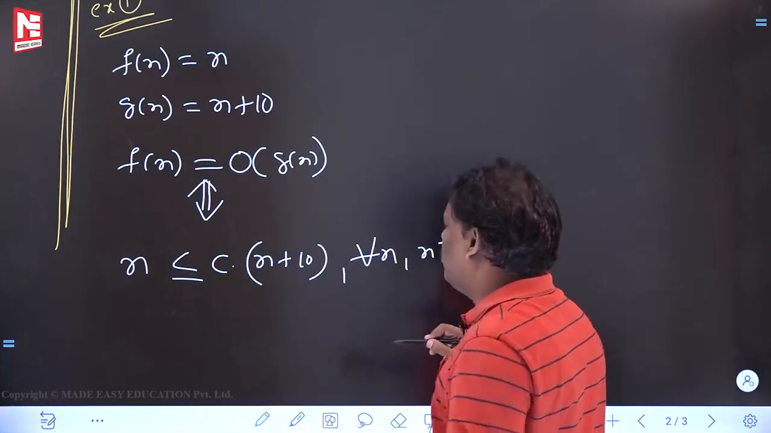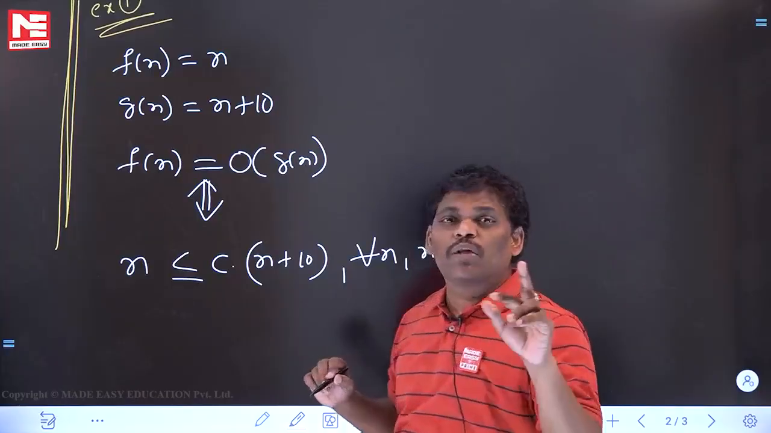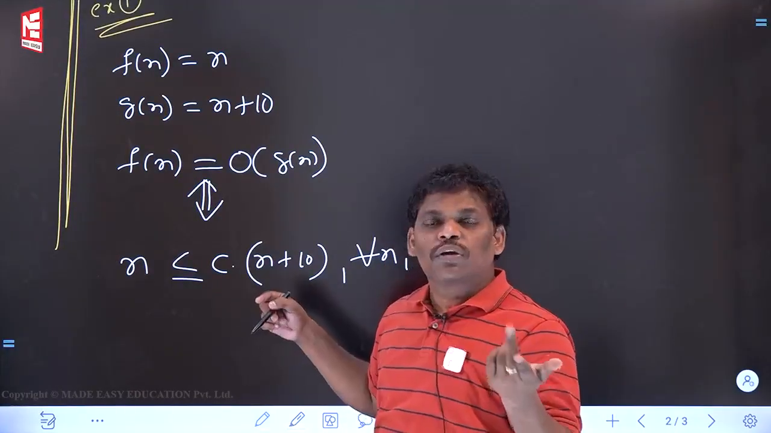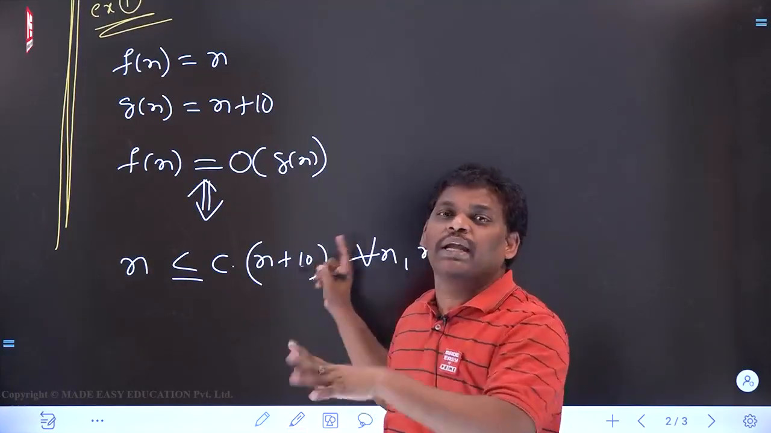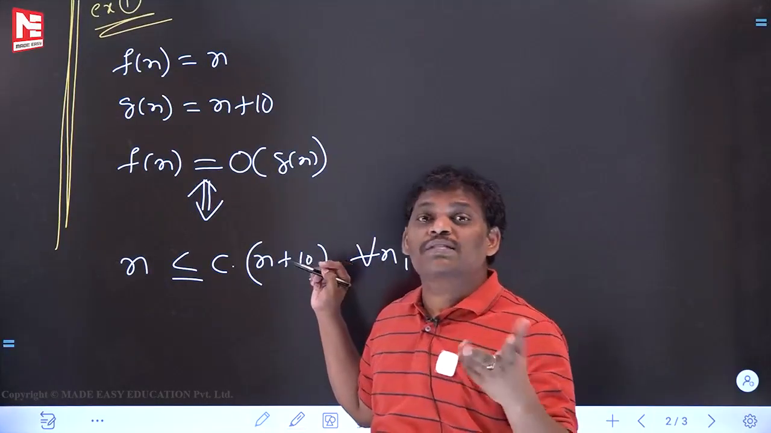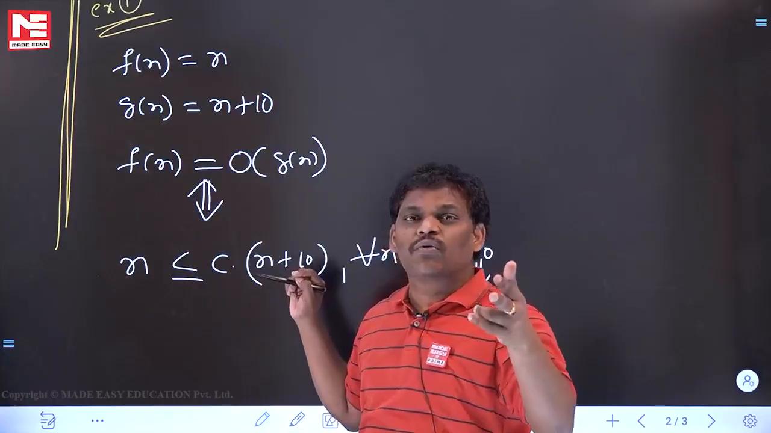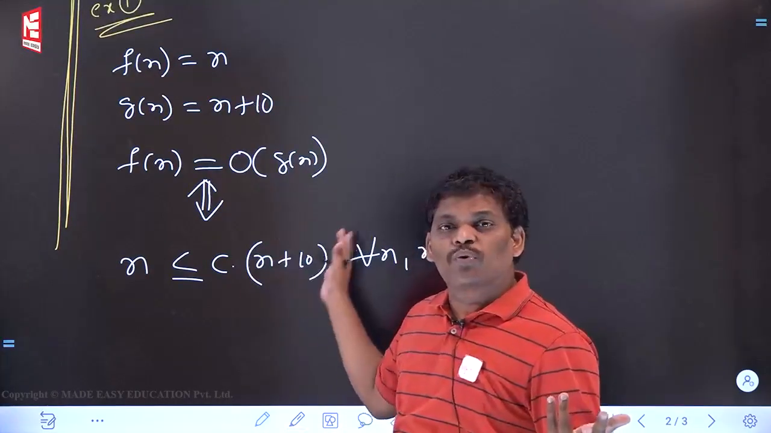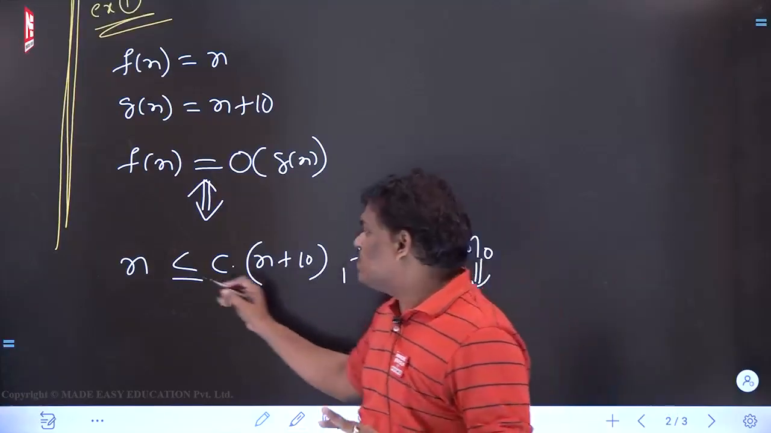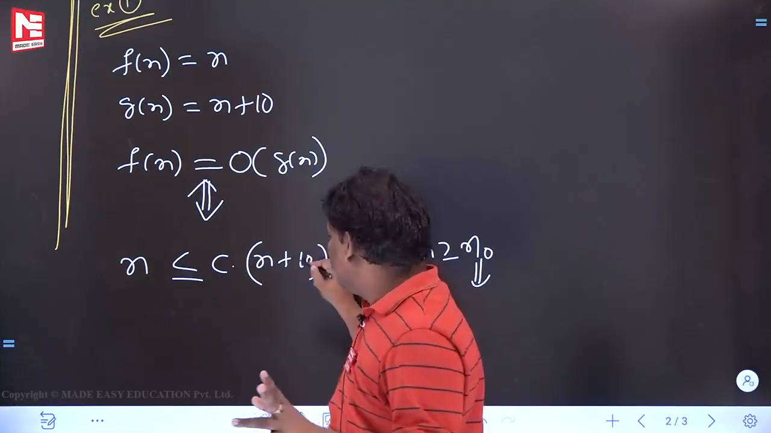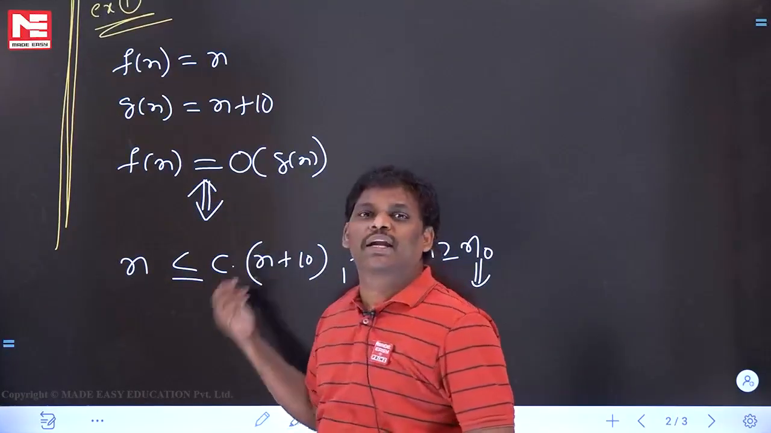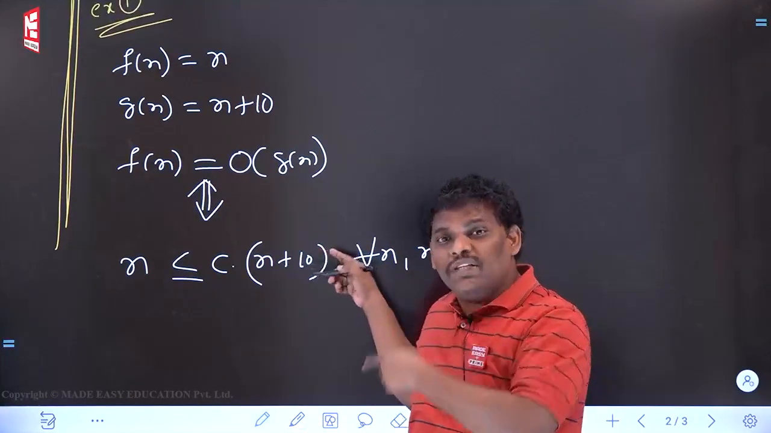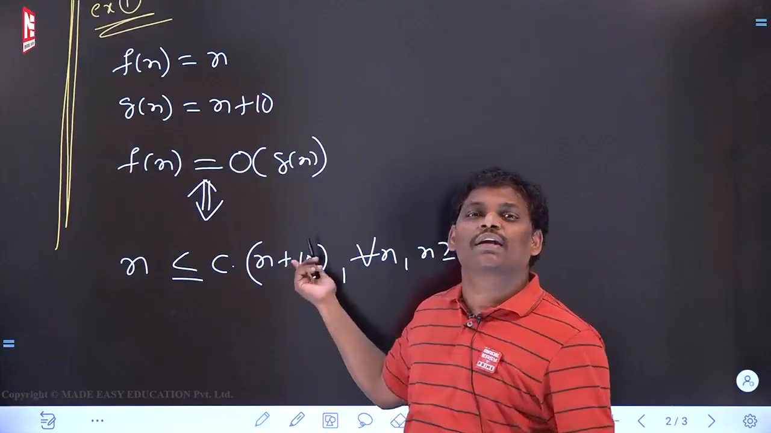Now, can you help me with one small line? What is the meaning of big O? Less than or equal to. What is the meaning of less than or equal to? Comparing left side and right side, the right side should be greater. F of n less than or equal to some c into g of n. You have to prove the right will be greater. Left is n, right is n plus 10. Of course, right will be greater. Comparing left and right, right is already greater.